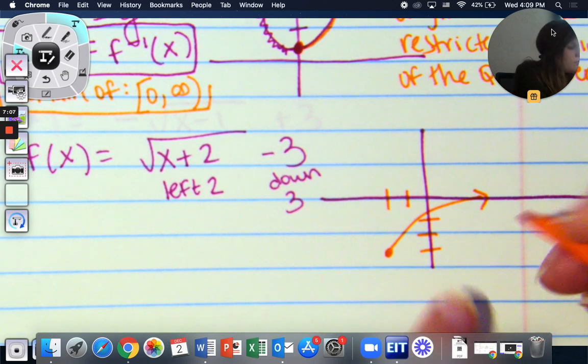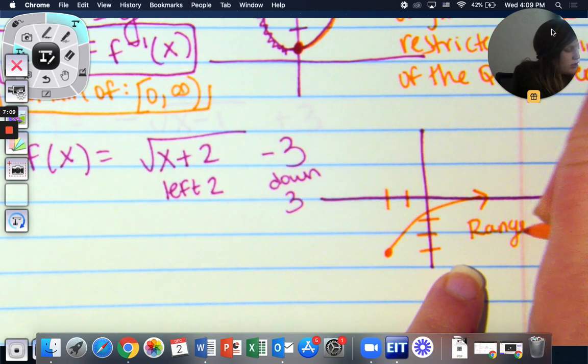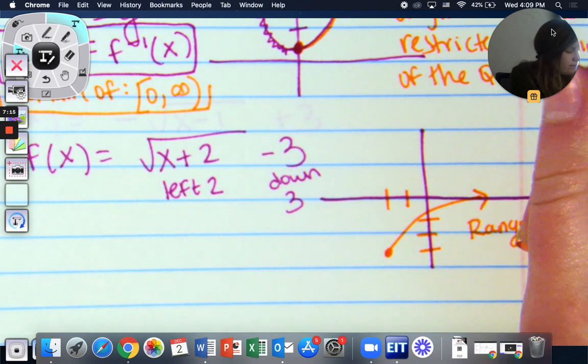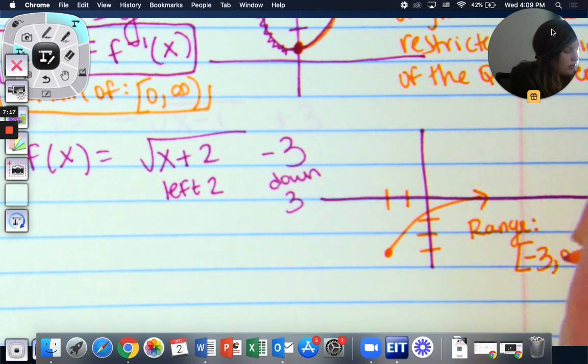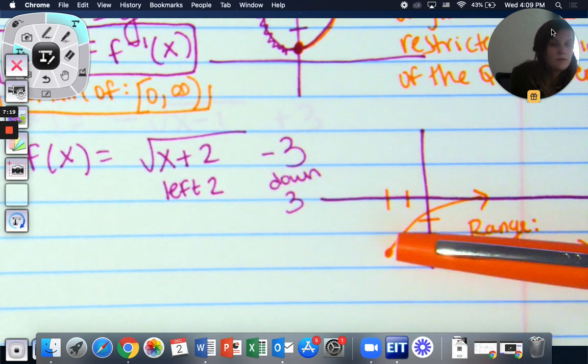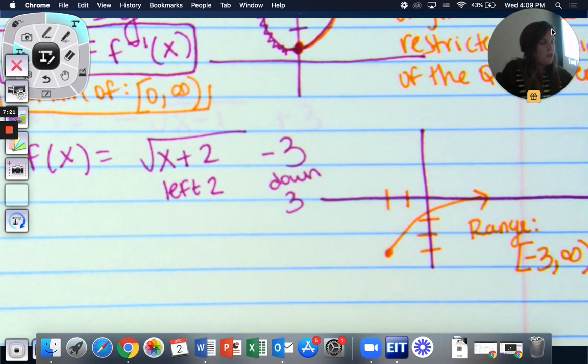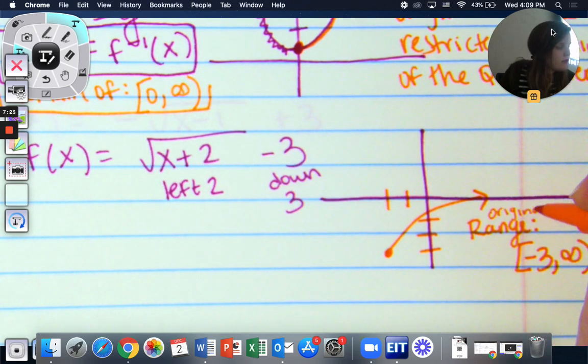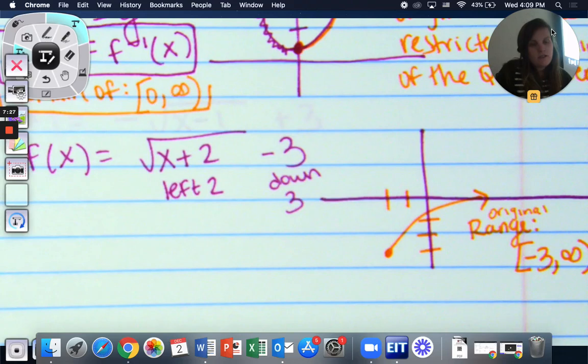Okay, so we need the range of this, because that will be the restricted domain. So range is bottom to top. So the lowest point is -3. Highest point is infinity. So lowest point to highest point. So this original range will become the inverse's restricted domain. Okay, so we'll use that here in a little bit.